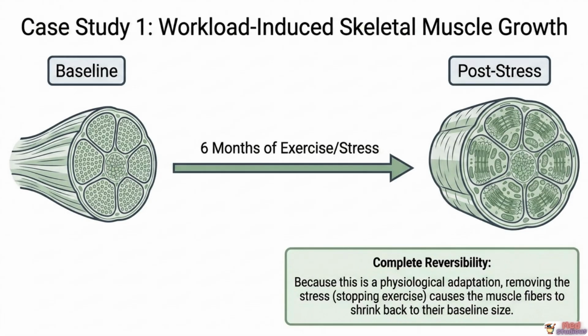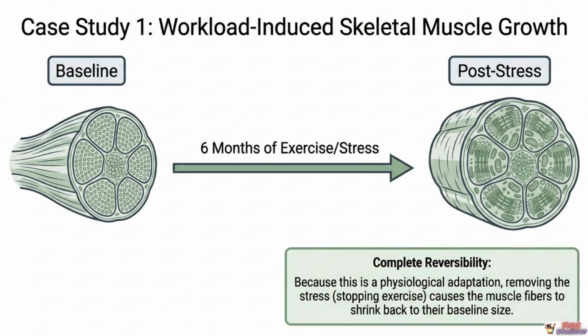Inside each fiber, there is now more contractile protein, specifically more actin and myosin filaments. More mitochondria have been produced to generate greater quantities of ATP to fuel the increased contractile work. More sarcoplasmic reticulum has developed to handle the enhanced calcium signaling required for faster and stronger muscle contractions. This is workload-induced skeletal muscle hypertrophy in its purest form, a direct, proportionate, and fully physiological response to a sustained increase in mechanical demand. And here is the clinically important property of this type of hypertrophy.